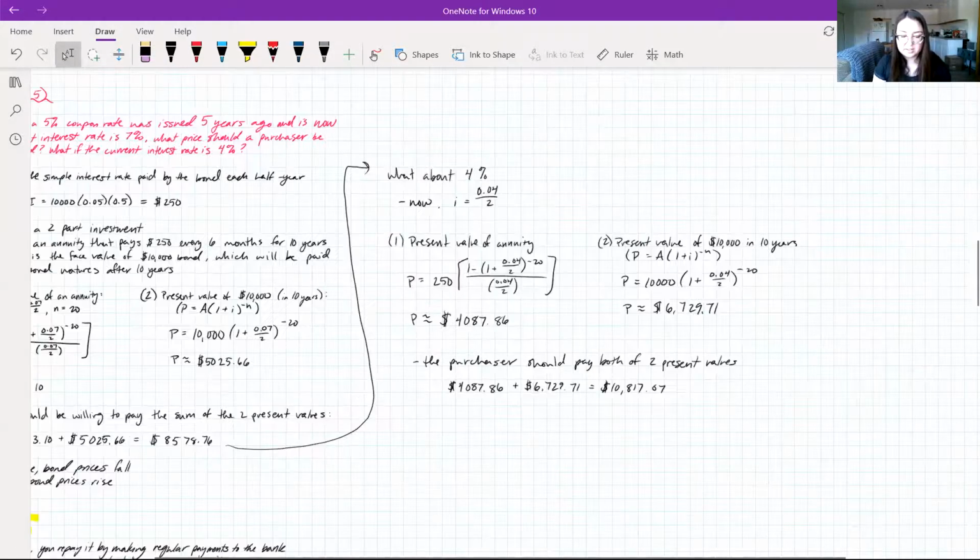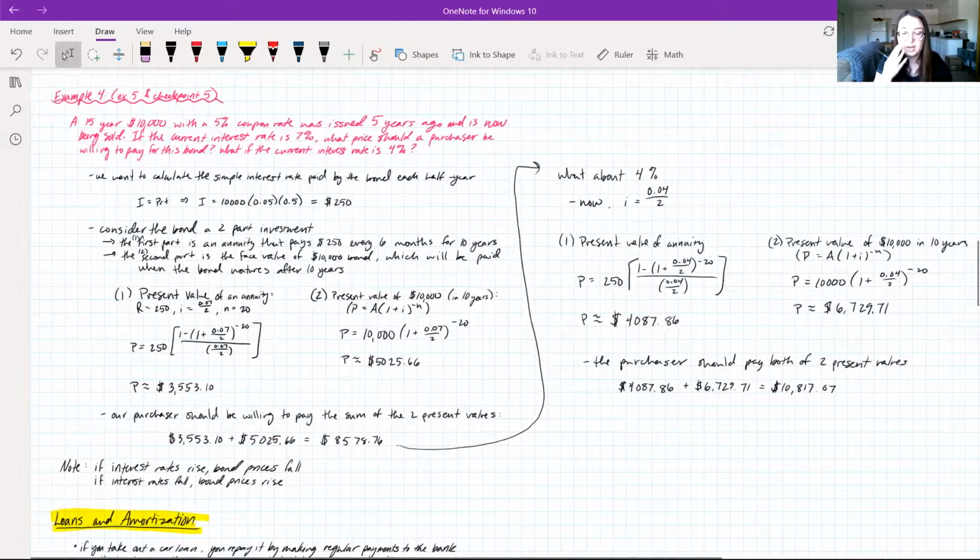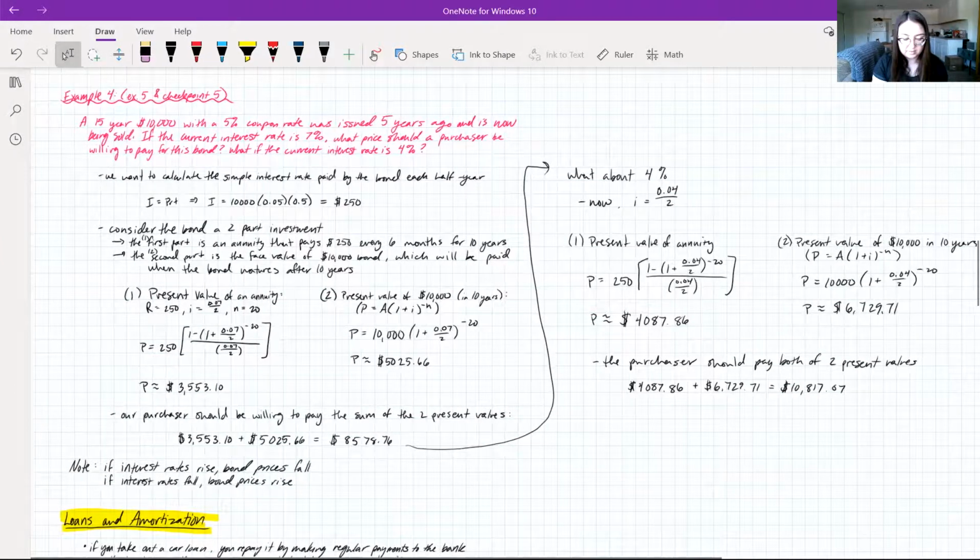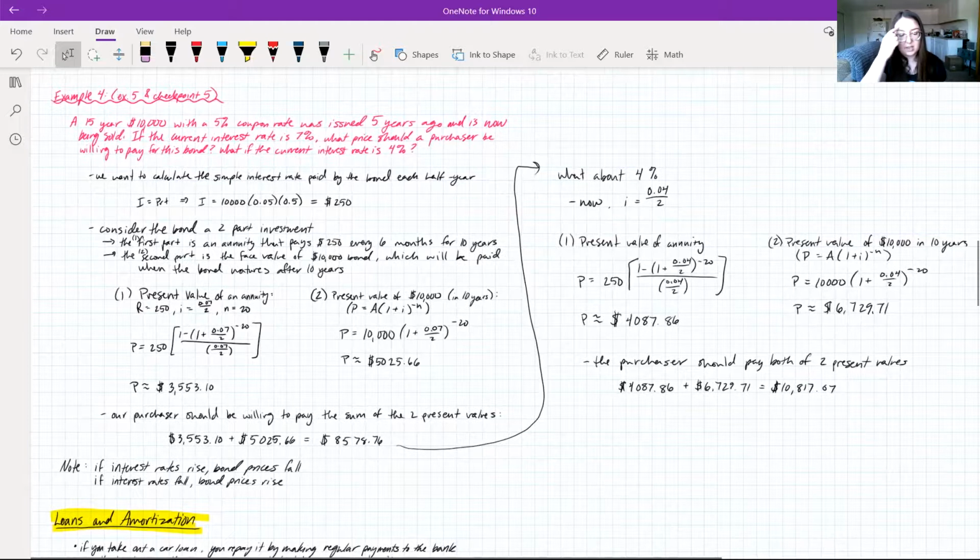So we can definitely see a commonality in these two cases. We can say here right below we have our note. If interest rates rise, then our bond prices are going to fall. So our bonds are going to be worth less if our interest rates rise. Then if our interest rates fall, our bond prices rise. So our bond prices will gain money, or they'll be more expensive, if our interest rates end up falling.